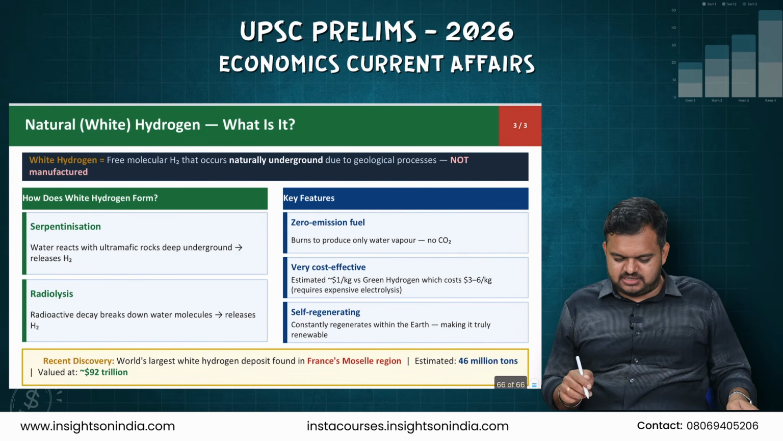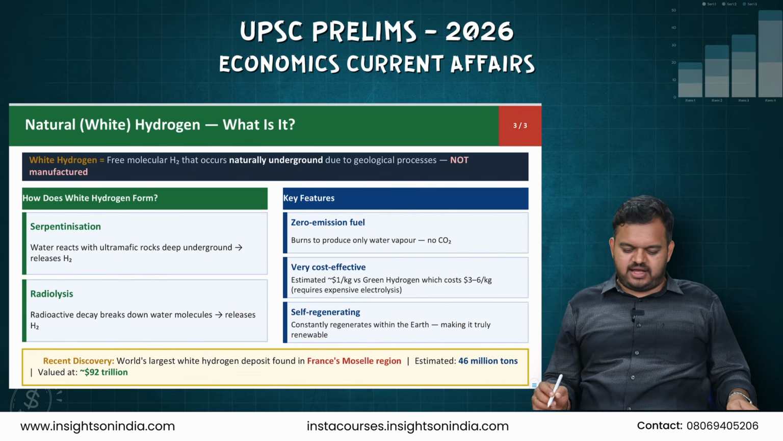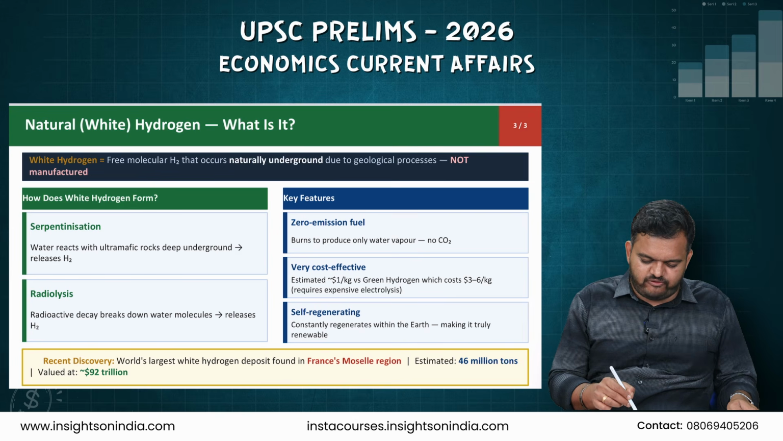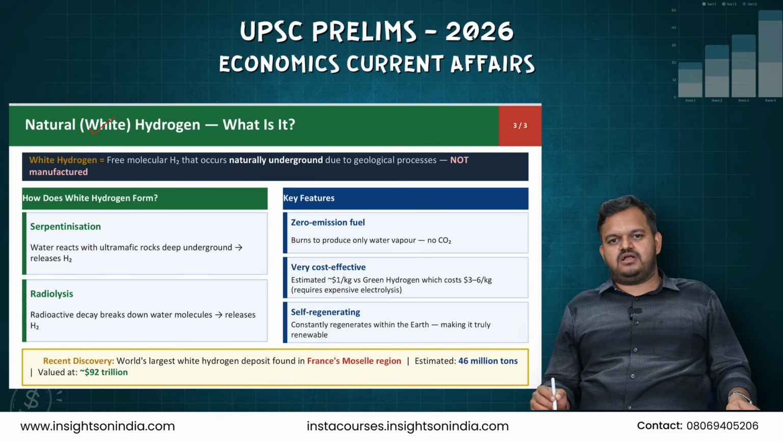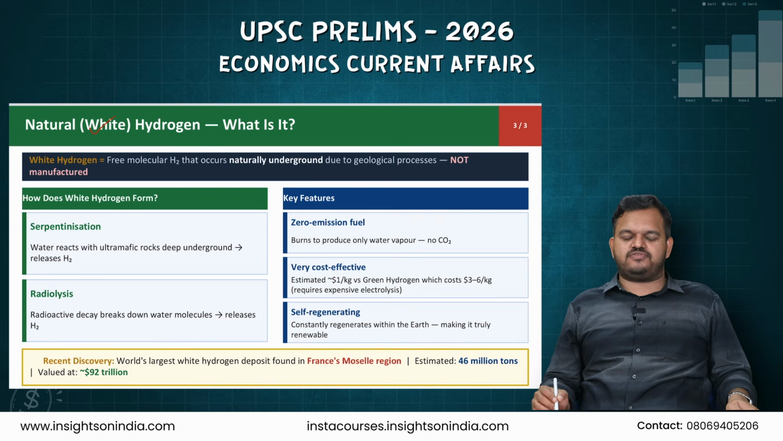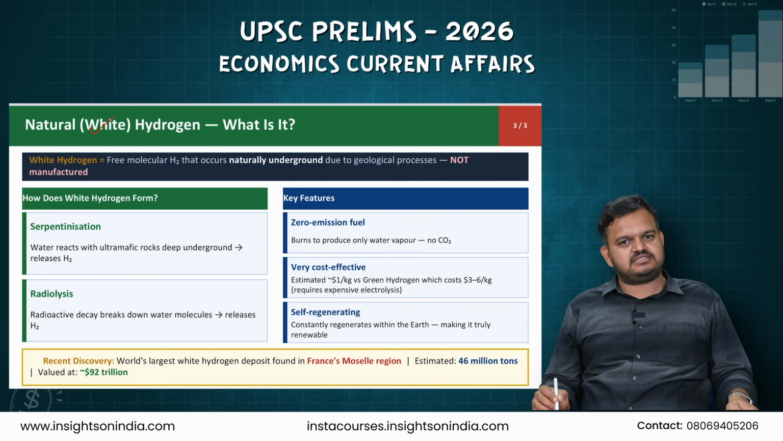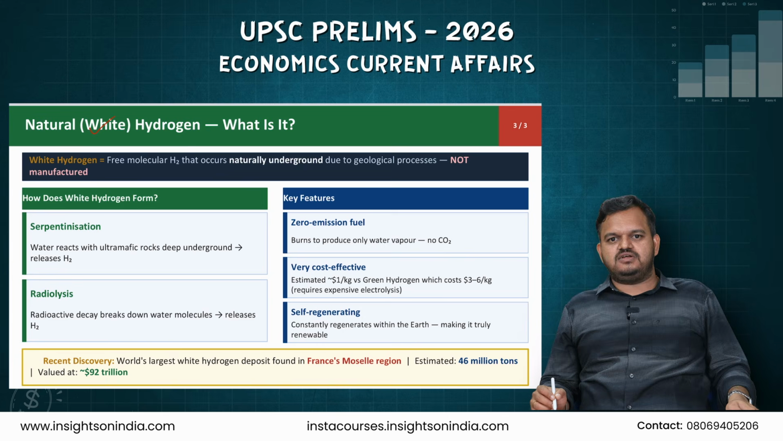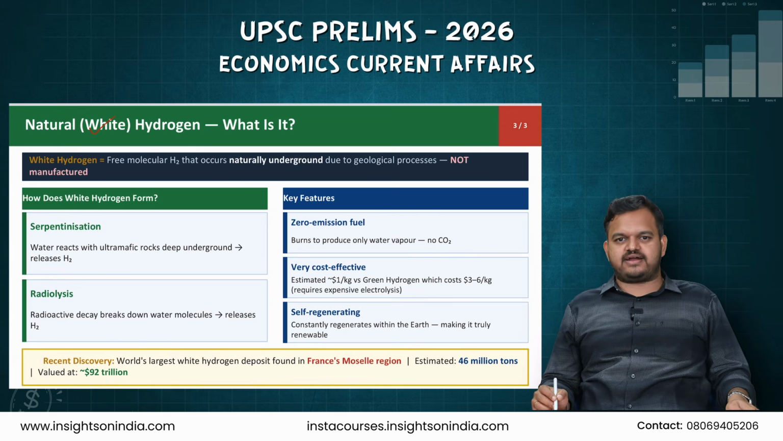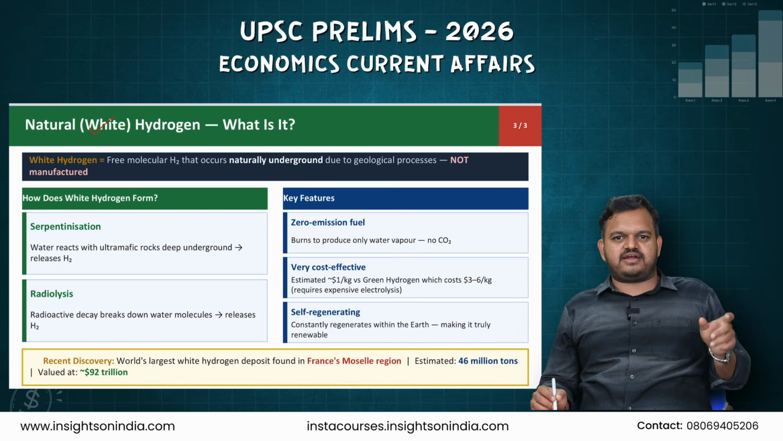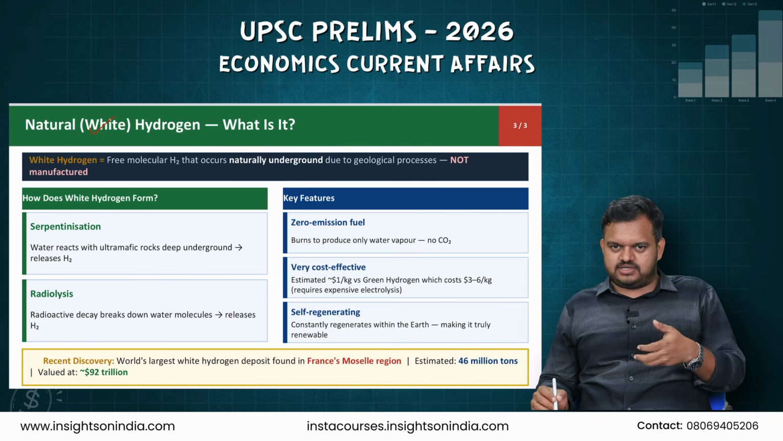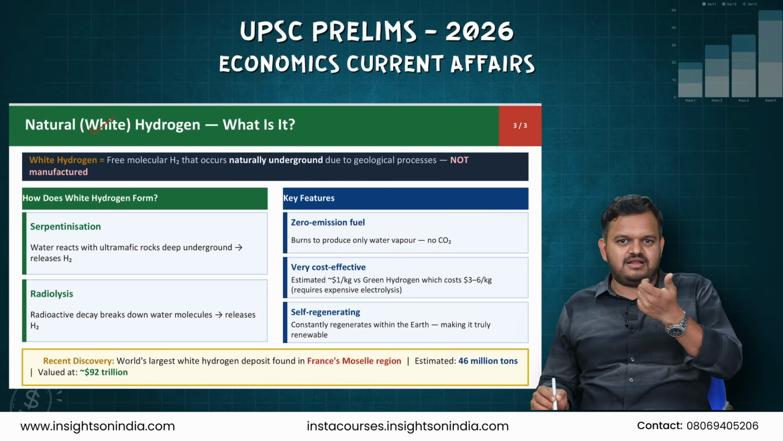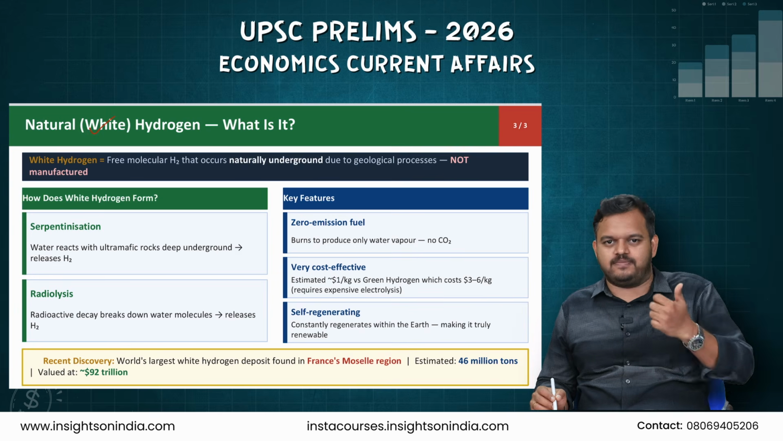Under this section, there is the last topic, that is natural hydrogen. It is also called white hydrogen. Hydrogen as a source of clean energy has been in focus for a long time now. So, what is natural hydrogen? How has hydrogen been extracted? It is extracted from H2O, because hydrogen is found in water form.